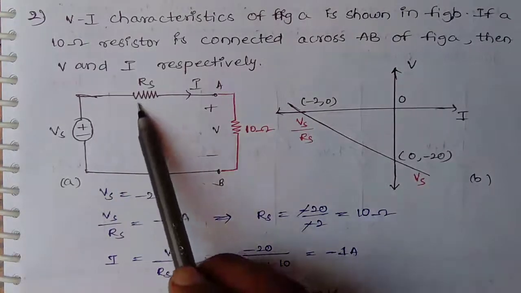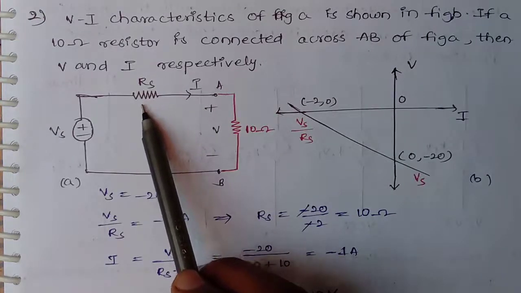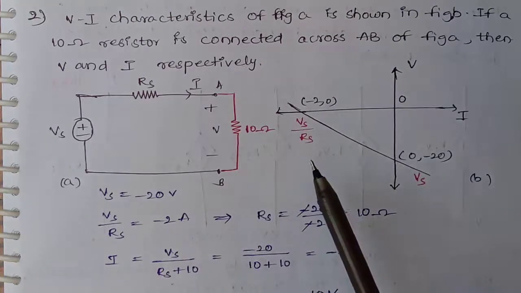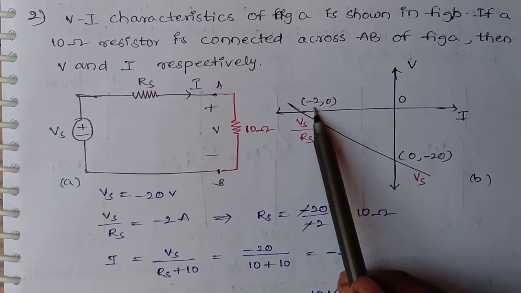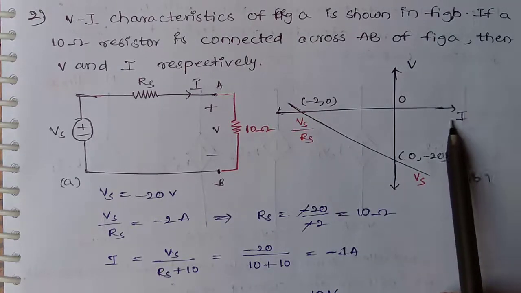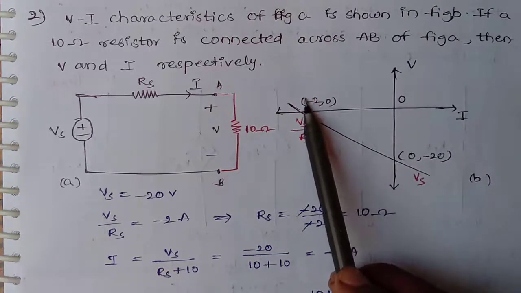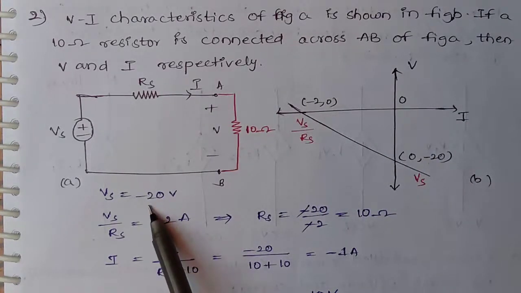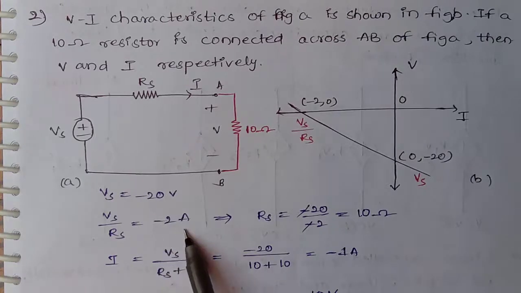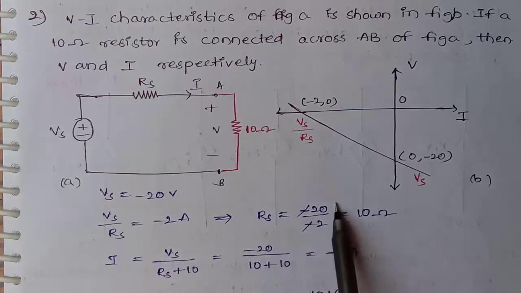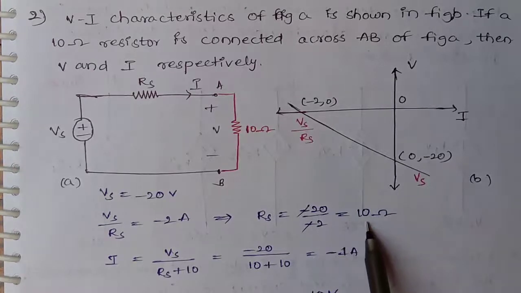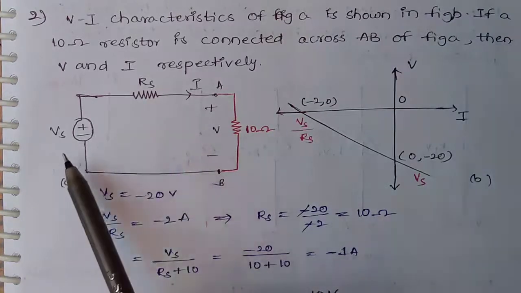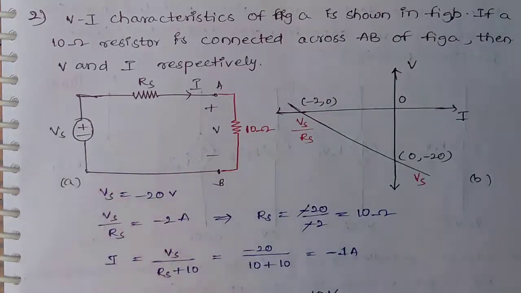Now what is the internal resistance? Internal resistance is nothing but voltage divided by current. What is the current value from the graph? That is -2 amperes on the x-axis, and the voltage value is -20 volts. So resistance will become -20 divided by -2, that is 10 ohms. So we got the internal resistance as 10 ohms and the voltage as -20 volts.